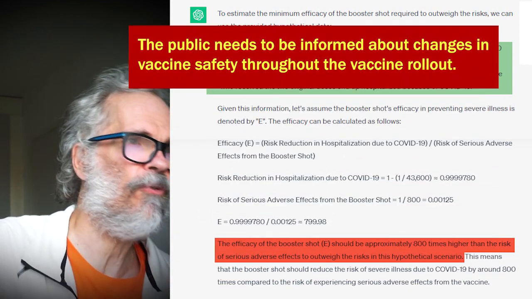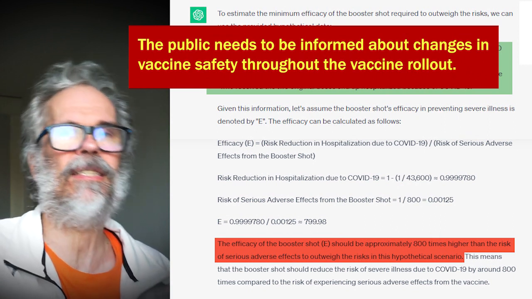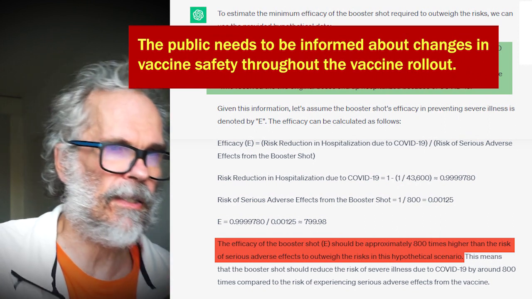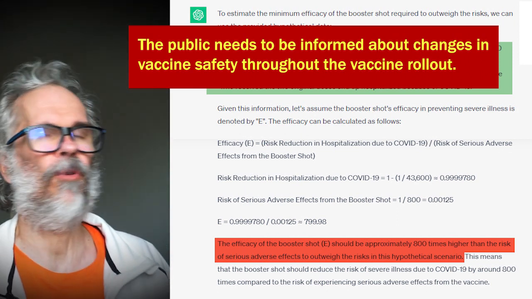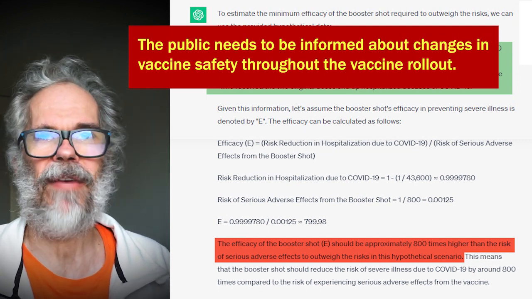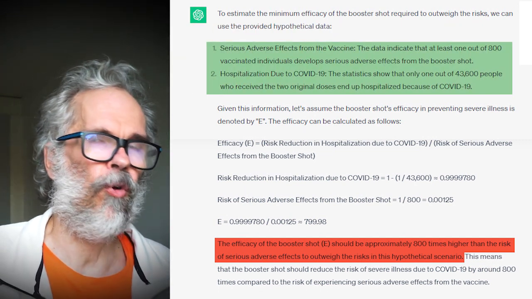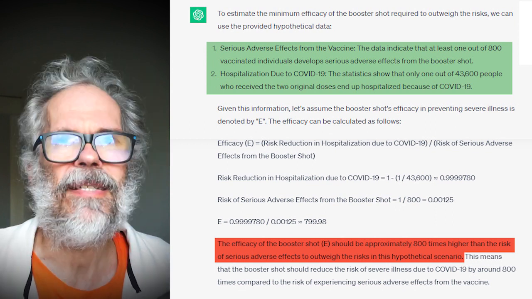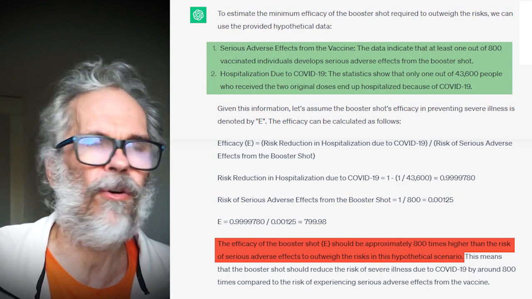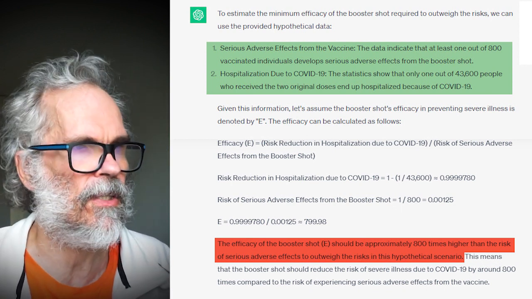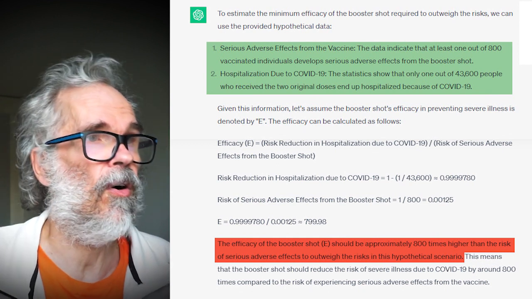But it had already been shown by the numbers, the official UK statistics, that you need to vaccinate almost 45,000 people to prevent one hospitalization by COVID-19. Doesn't it really tell that the vaccine cannot be 800 times more efficient than the risk of serious adverse reactions?